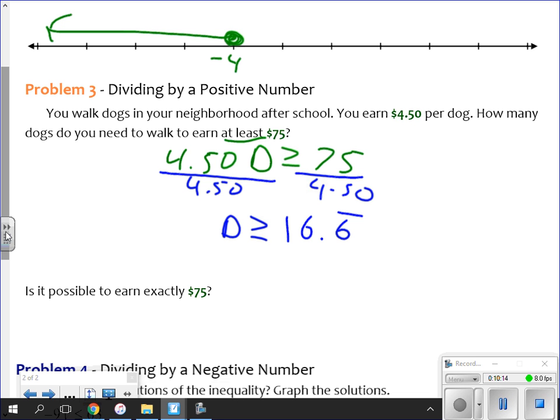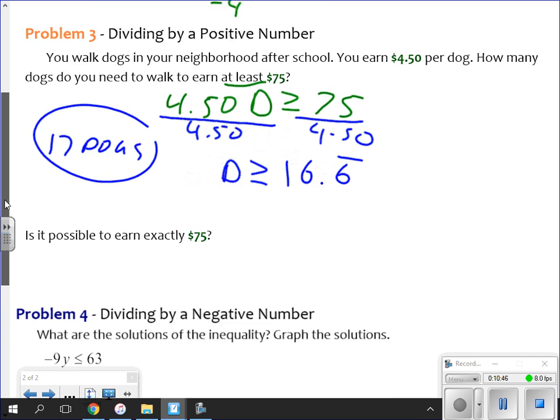Okay, so what did I get? I got 16.6. So I need to walk 16.6 dogs. Can I walk 0.6 dogs? No, you can't walk 0.6 dogs. Even if it's missing a couple of legs, it still counts as a whole dog. So 17. How many dogs do I need to walk to make my money? 17. So I have to walk 17 dogs.